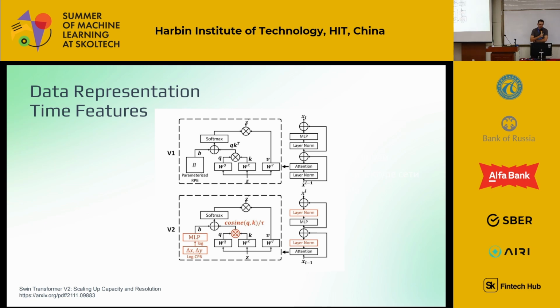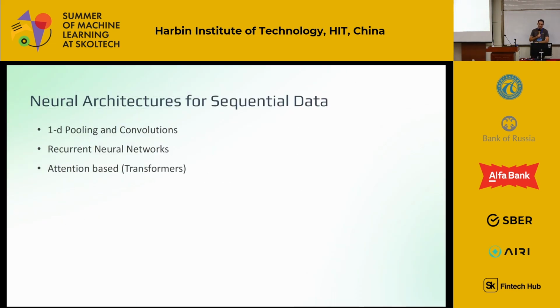And we can do the same for event data. So we can provide time deltas for each element of the sequence to the attention layer and model it. So now we have a representation for each event in the sequence, and the next step is to model the whole sequence.